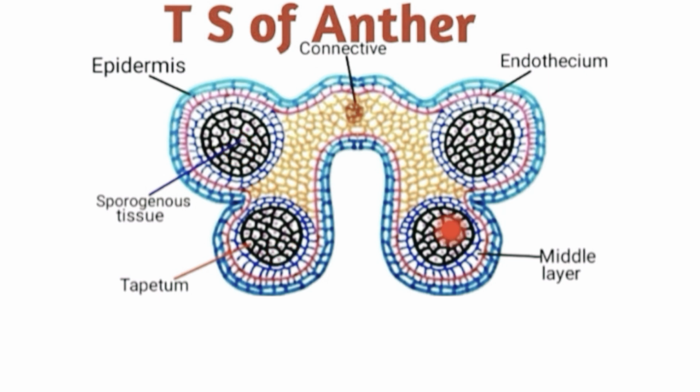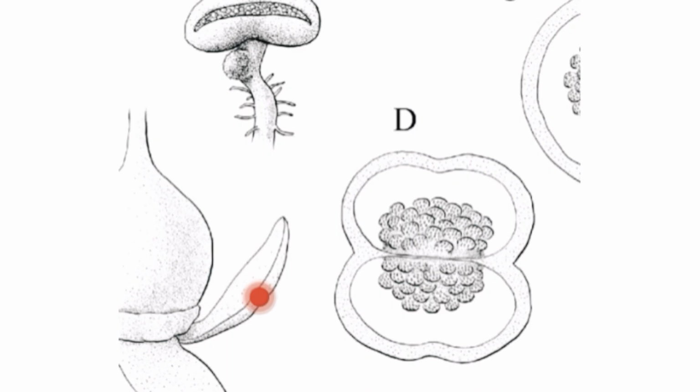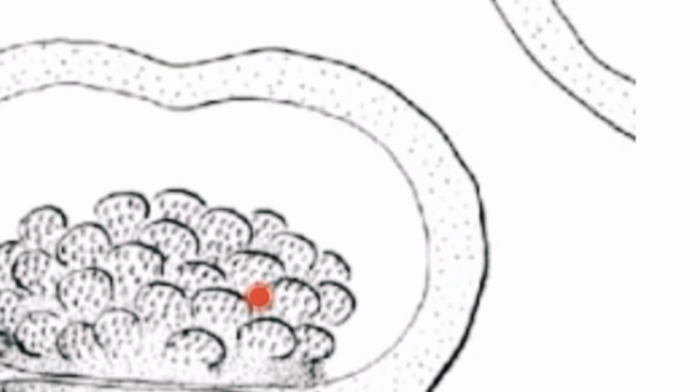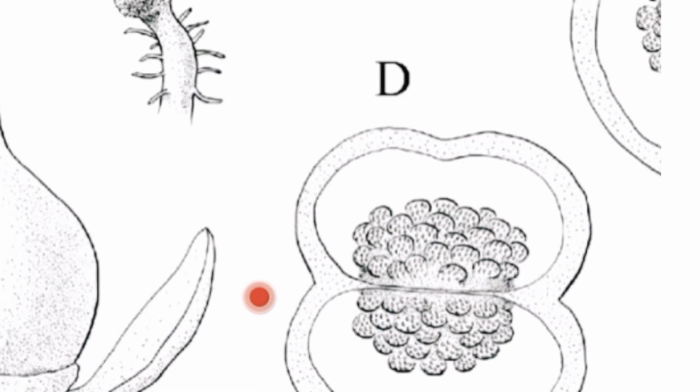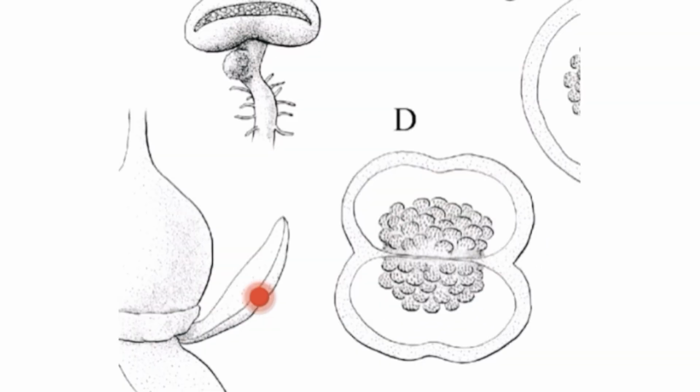In some plants, in some species, monothecous anther can also be found. So here is a monothecous anther where only one lobe is present. And inside this one lobe, there are two pollen sacs. One is here and another one is here.